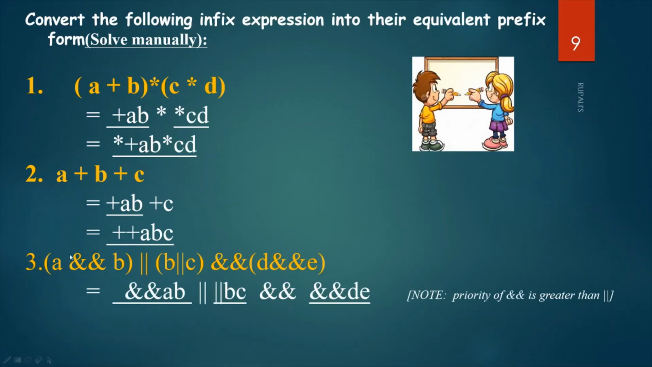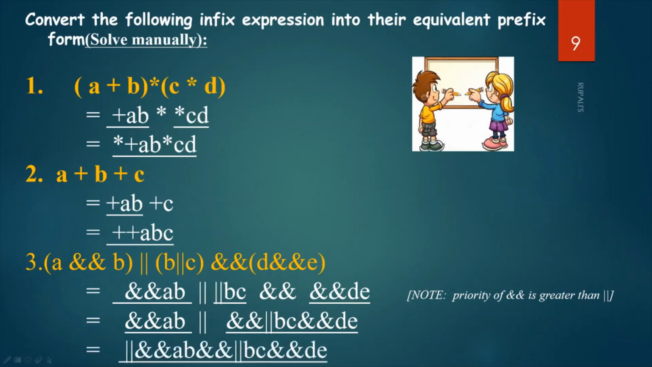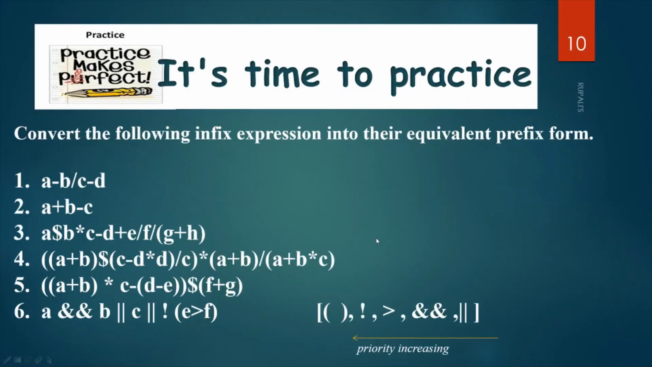And operator has greater priority than or. So first and AB, this one becomes or BC, and this one becomes and DE. Or and, so and has greater priority. So first we work on this. So this and comes first, we get this result, and then this or comes first. So the result is this.